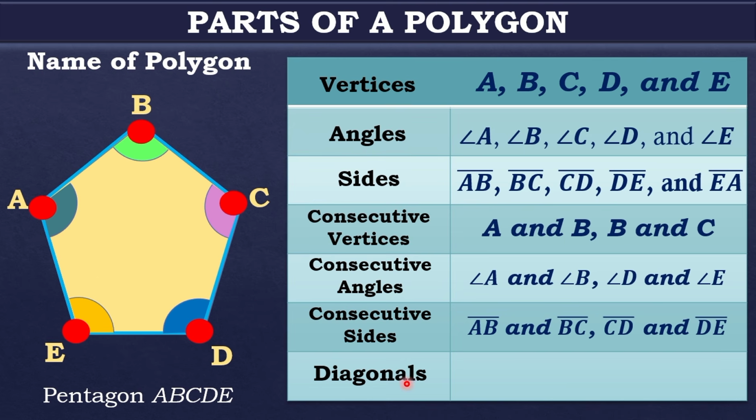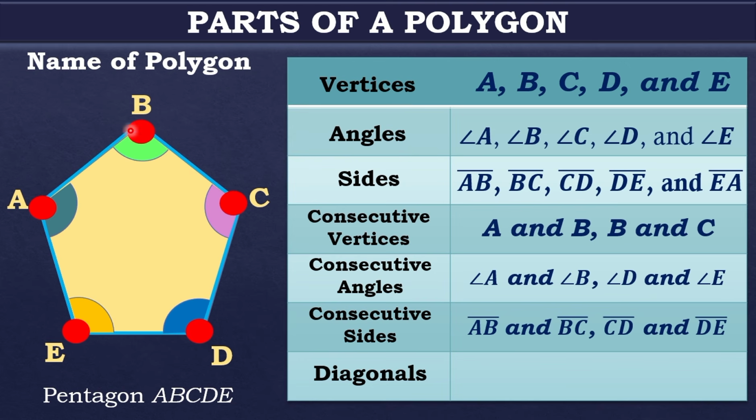And then, for diagonals, what do we mean by diagonals? When we say diagonals, ito po yung non-consecutive vertices. So, kung meron tayong consecutive vertices, di ba, we have A and B, consecutive vertices yon. Pag sinabi nating diagonals, non-consecutive, hindi magkasunod.